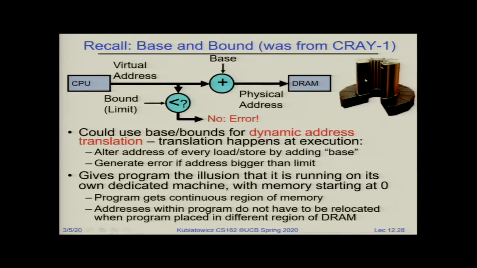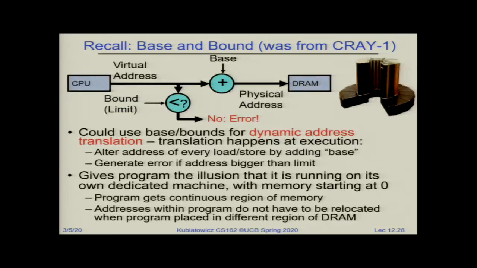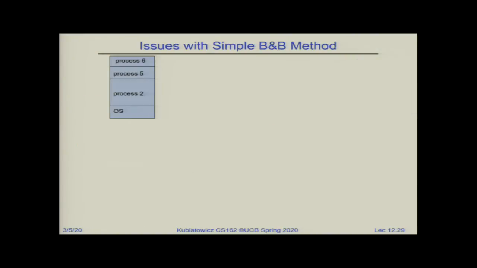Okay, so what's wrong with this basic concept of base and bound? We're now going past where we were. Suppose we've got base and bounds, and notice this is a part of the physical address space, and I have the OS in one place, and then I've got 3 processes that are running. Everybody with me? You can see it says processes 2, 5, and 6. And what happens when process 2 finishes? Well, it leaves a hole.